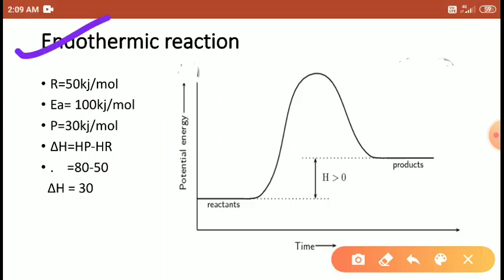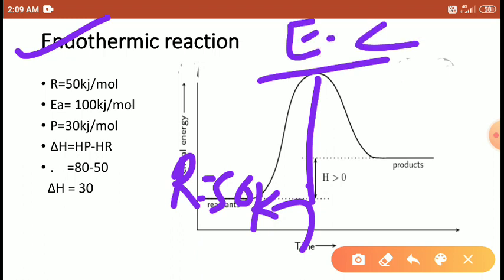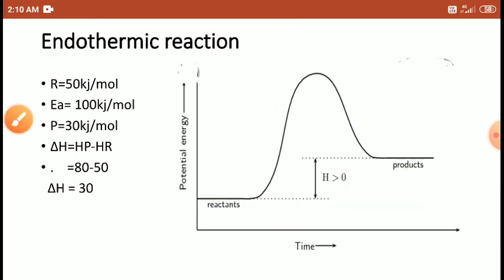Second example, students, endothermic reactions. Same thing I have written here. The reactant particle has minimum energy of 50 kilojoule. The reactant particle reaches the activated complex state, where it has 100 kilojoule. It means how much extra energy is required? 50. This 50 is the activation energy EA. Then it easily reaches the activated state and turns into the product.